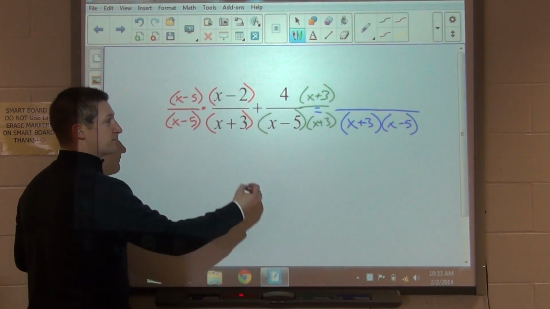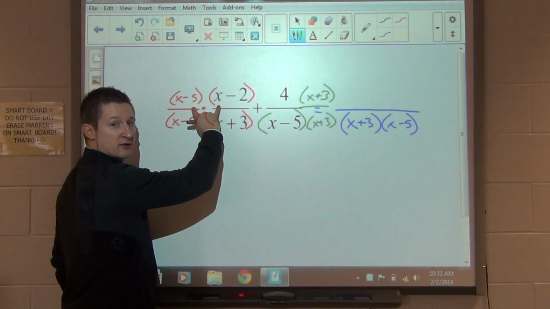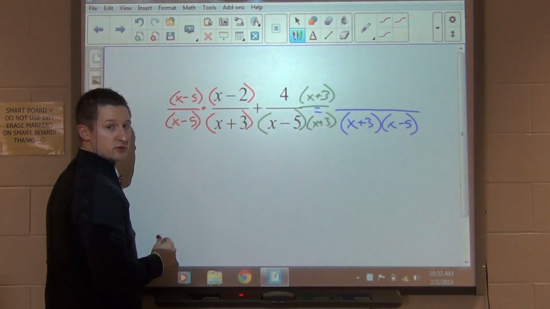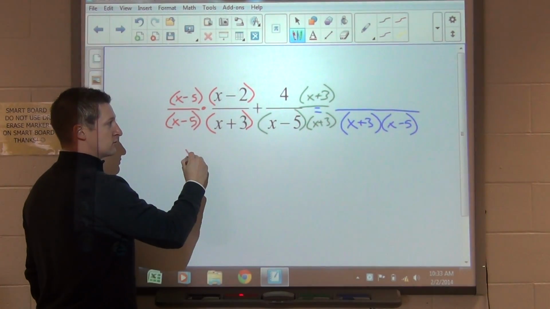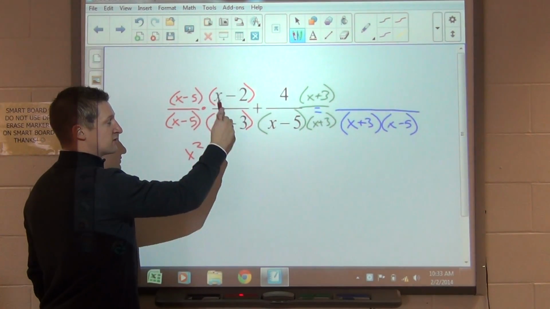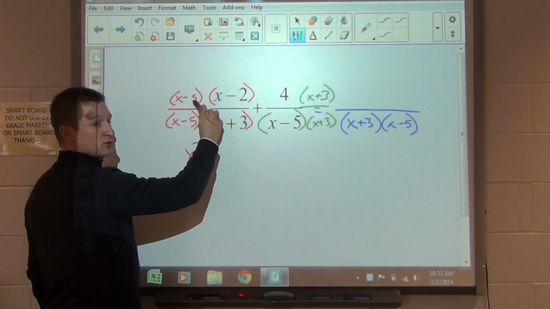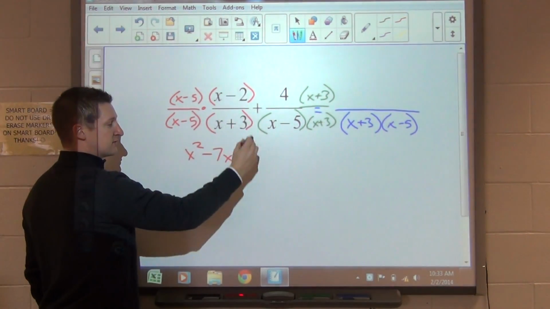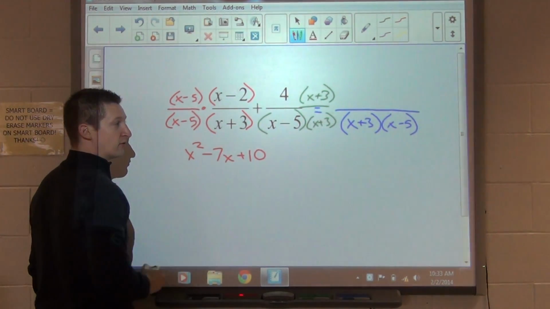So for our next step, we've got two binomial factors that make up the numerator of the first fraction. To multiply them together, we'll use FOIL. We'll multiply the first terms, the outer terms and inner terms, and add them together, which will have negative 2x minus 5x, giving us negative 7x. And the negative 5 times the negative 2 gives me a positive 10 for a final term.